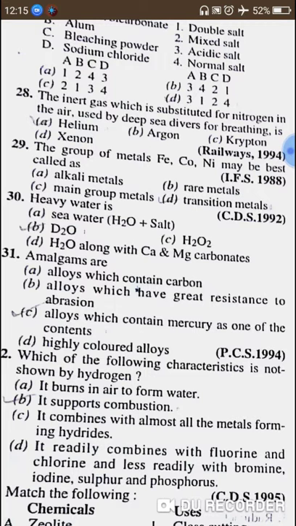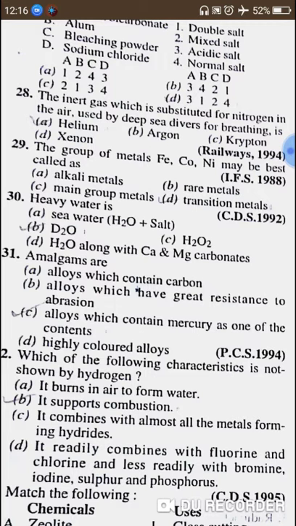Next we have to match the following. So first is zeolite, and the zeolite match is softening of water. Zeolite is used for softening of water. Next comes plaster of Paris. Plaster of Paris is used for casting. Next come ultramarines, and our answer is laundry work. Ultramarines are used in laundry work. Next comes carborundum, and our answer is glass cutting. Carborundum is used for glass cutting.